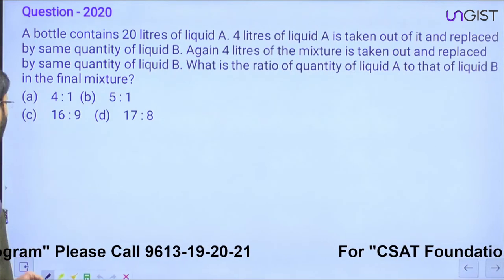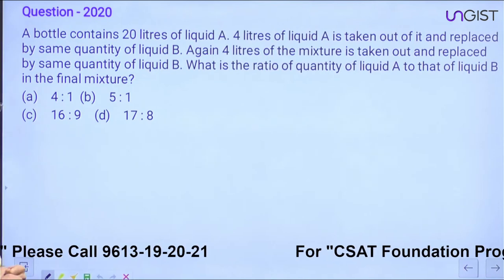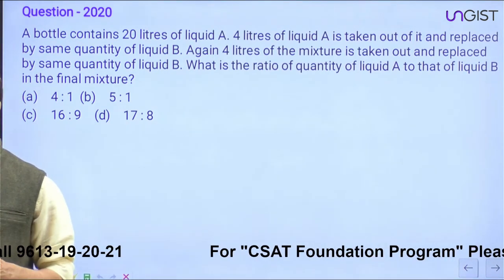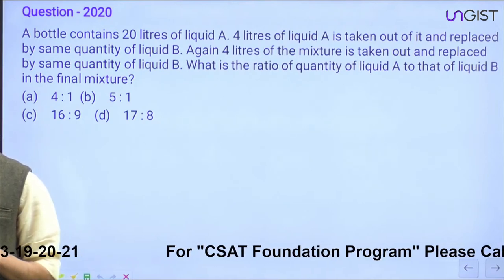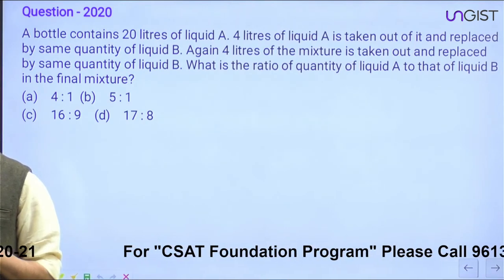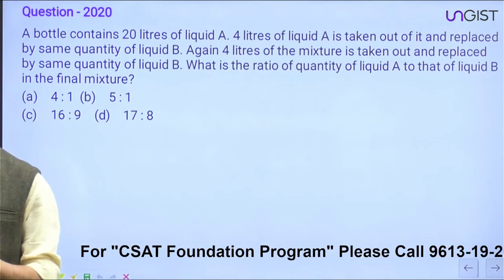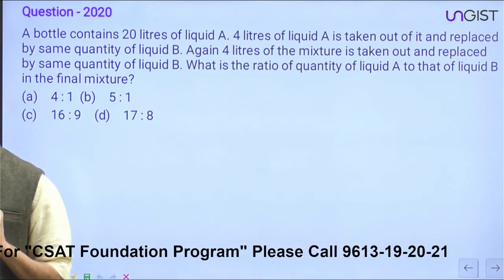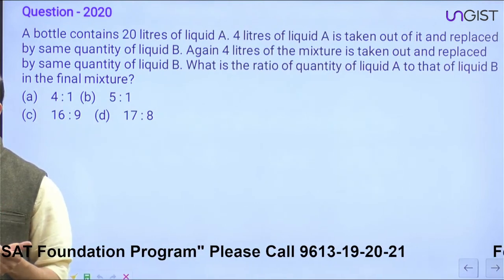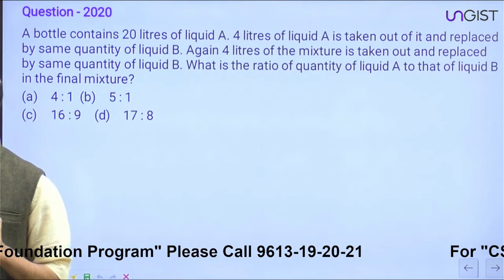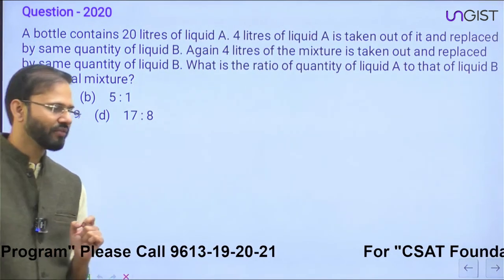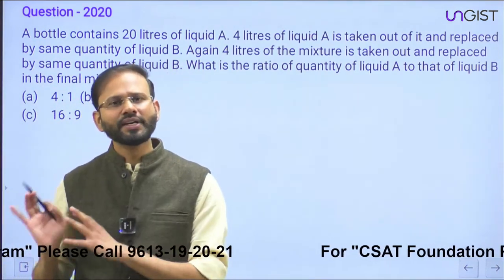The question says, a bottle contains 20 liters of liquid A. 4 liters of liquid A is taken out and replaced by the same quantity of liquid B. Again, 4 liters of the mixture is taken out and replaced by the same quantity of liquid B. What is the ratio of the quantity of liquid A to liquid B in the final mixture? Okay, everybody, just read this question.